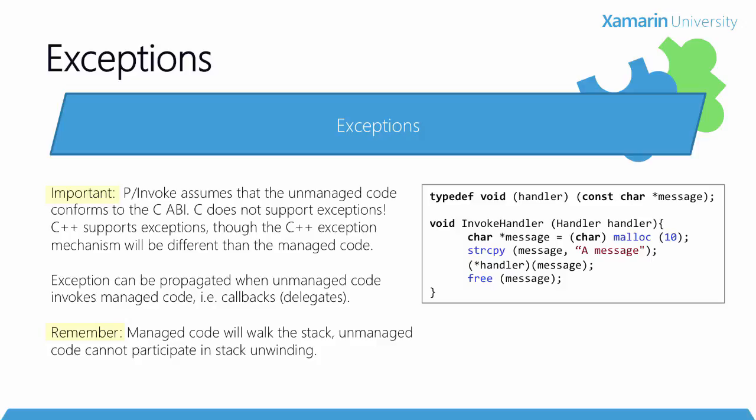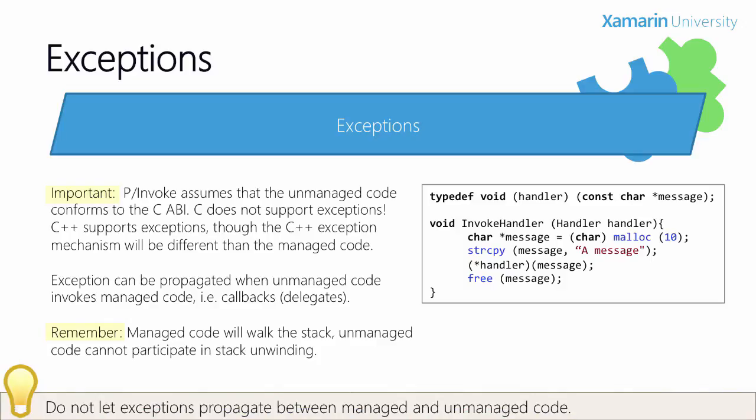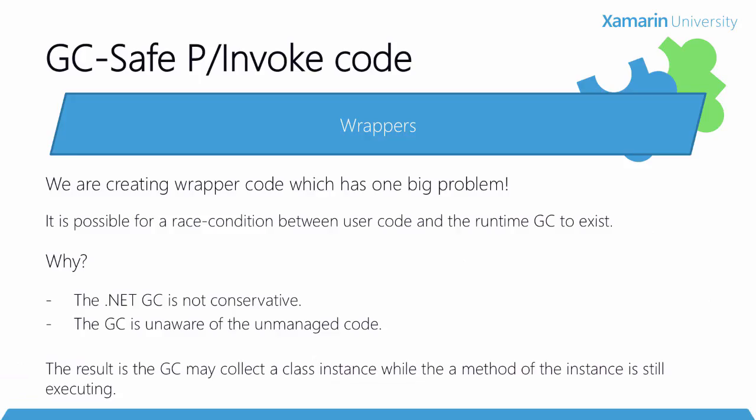Let's consider the code snippet here on the right hand side. If an exception were to get thrown in the handler, then the call that frees the message will not get called and we will have a memory leak. It is therefore very important that the managed code not propagate any exceptions. It must catch all exceptions, or else the unmanaged code calling the delegate will break. So do not let your exceptions propagate between managed and unmanaged code.